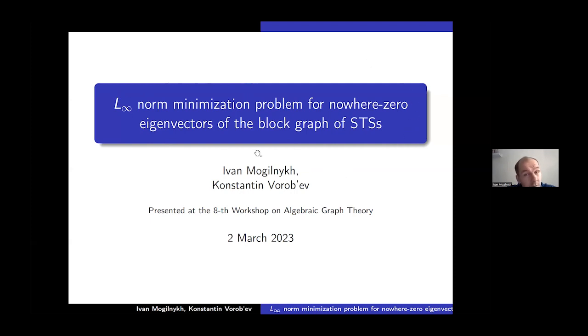The title is a little bit different from what we have in the abstracts. I'll speak of infinity norm minimization problems for nowhere zero eigenvectors of the block graph of Steiner triple systems.